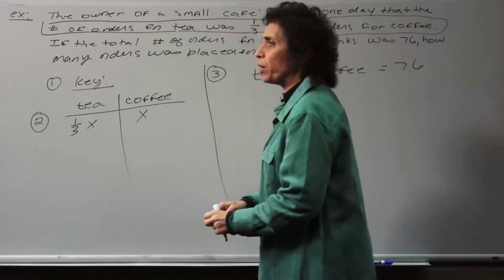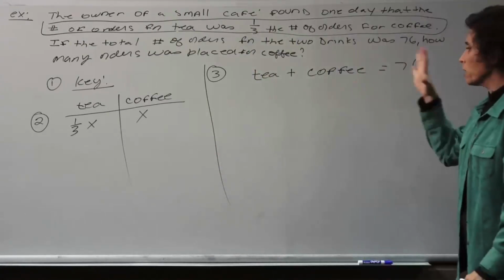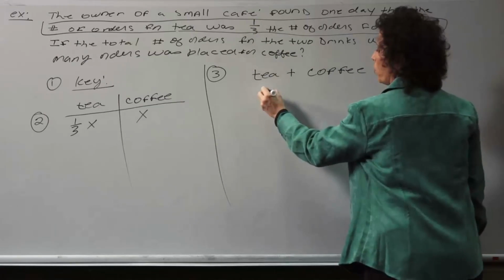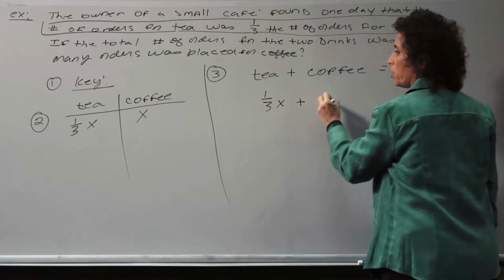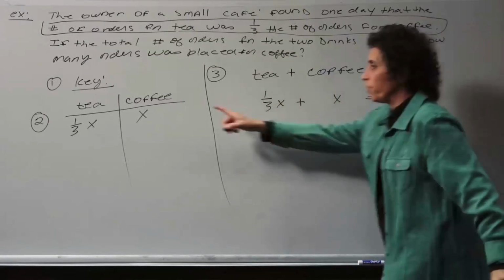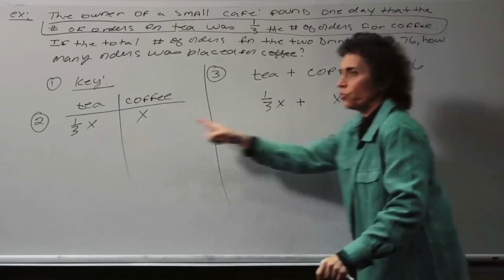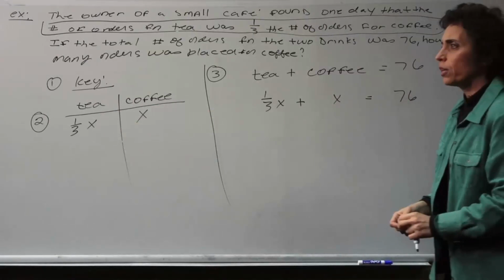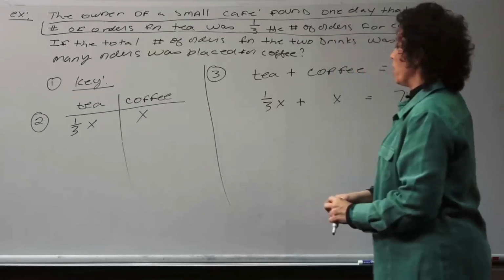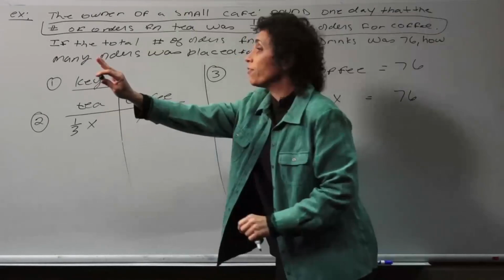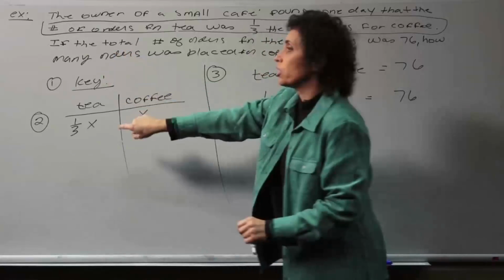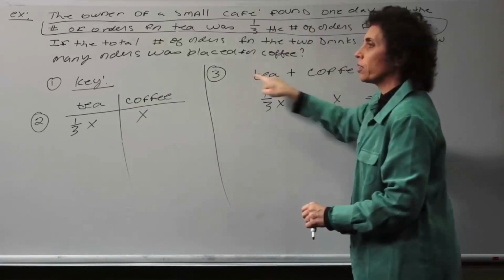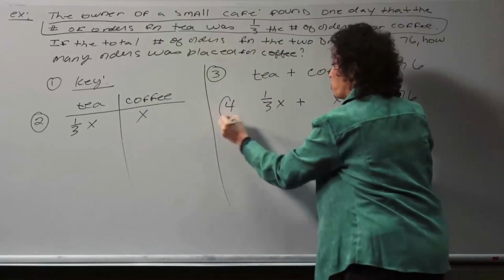So that's my step 3. And step 4, I'm going to write an equation. So here we go. T is 1/3 x, plus x. Where am I getting this? Right from the key. T is 1/3 x. Coffee is x, and that equals 76. Write an equation. So the equation is step 4, so that's right.